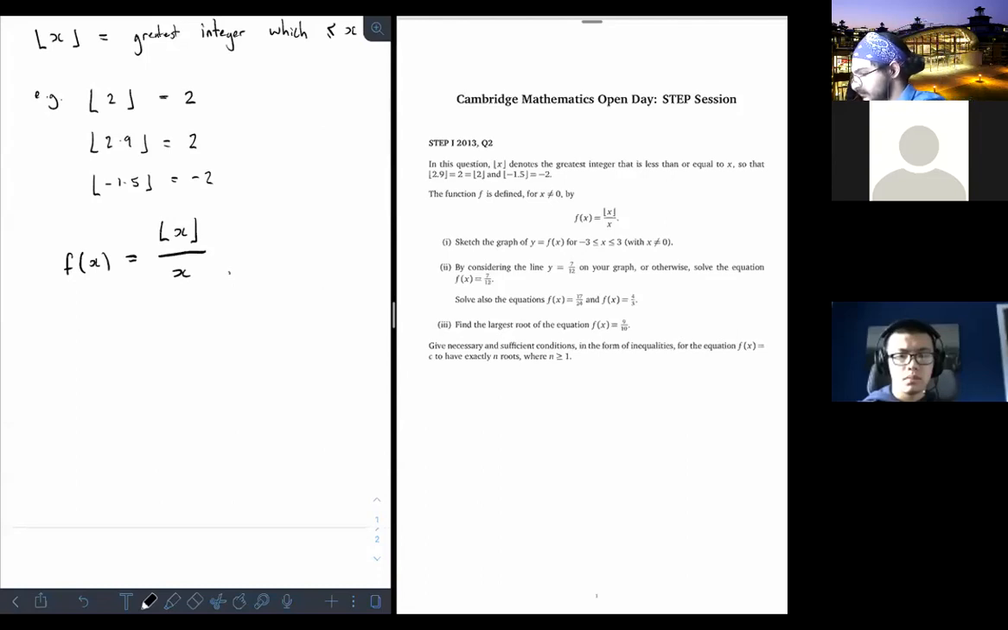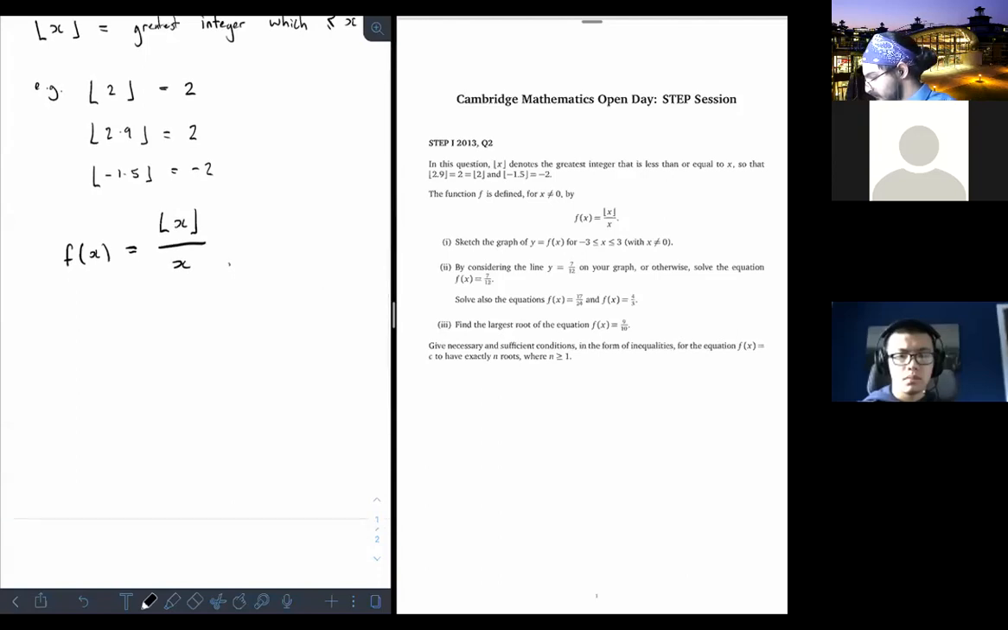For the first part of the question, part I, we're asked to do exactly that. We're asked to sketch the graph of this function for x in a range between -3 and 3, and x is not equal to 0 because that function wouldn't be defined. So we want to sketch y equals f(x) for x between 0 and 3.